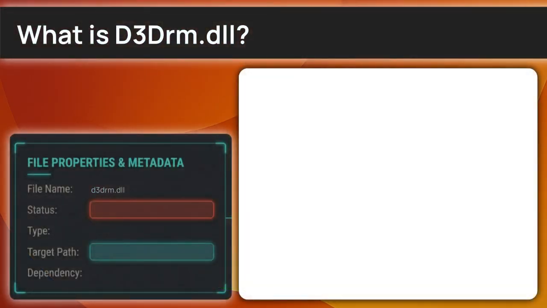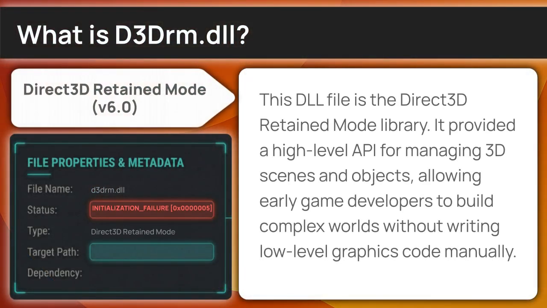This DLL file is the Direct3D Retained Mode library. It provided a high-level API for managing 3D scenes and objects, allowing early game developers to build complex worlds without writing low-level graphics code manually. Now that the background is clear, let's walk through the actual installation steps.